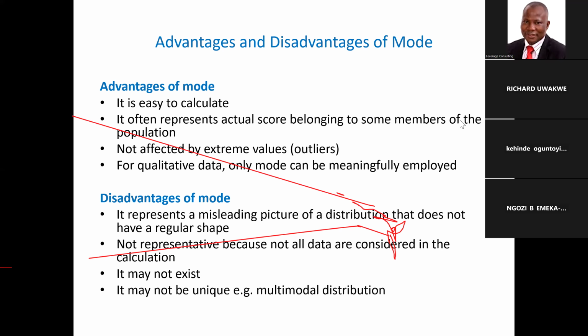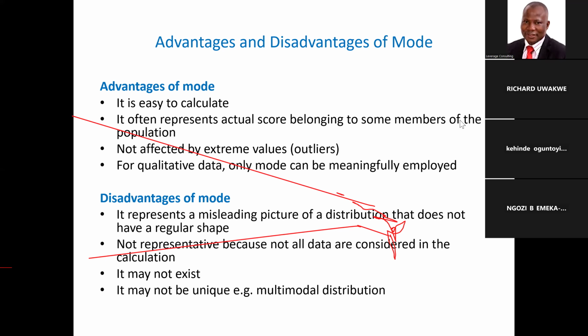Disadvantages of mode: it can represent a misleading picture of a distribution that does not have a regular shape. Also, it is not representative because not all data are considered. Not all the elements in the data set are used to calculate it, unlike the mean. Mode may also not exist.